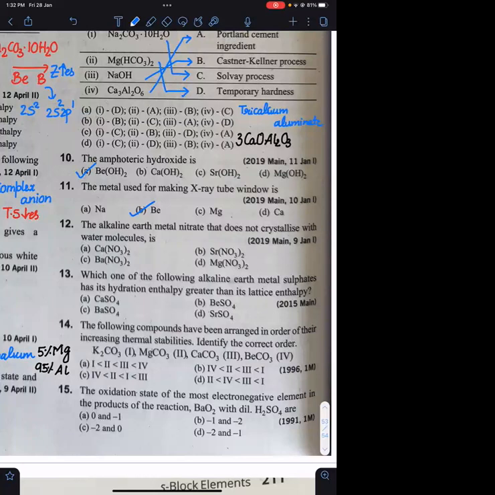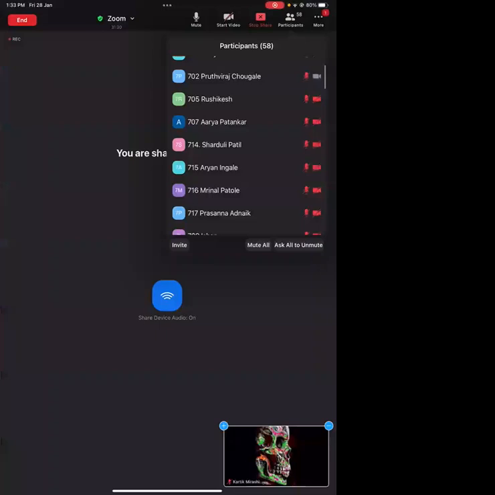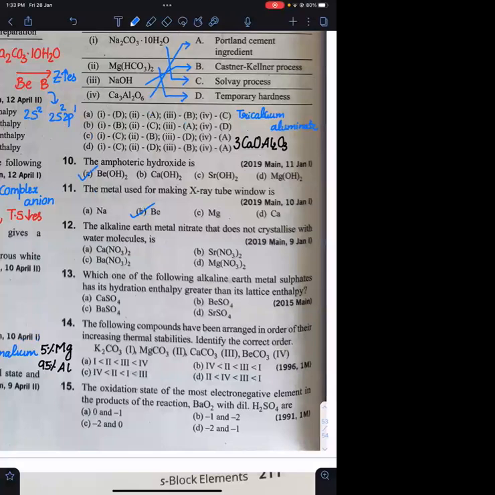Sir, because it will have a higher lattice energy. Okay, in water of crystallization, we are not breaking the ion. First of all, we are not breaking the compound. You will be simply adding some X amount of H2O, Y amount of H2O. So no question of lattice energy. Any other explanation? Anyone? Any other student? Sir, it won't be soluble. Okay.